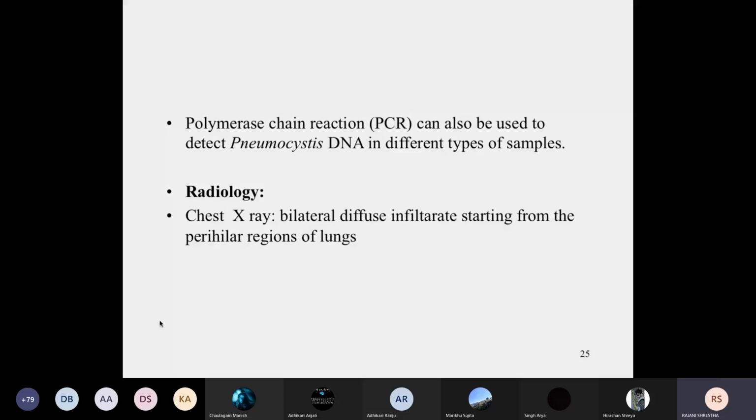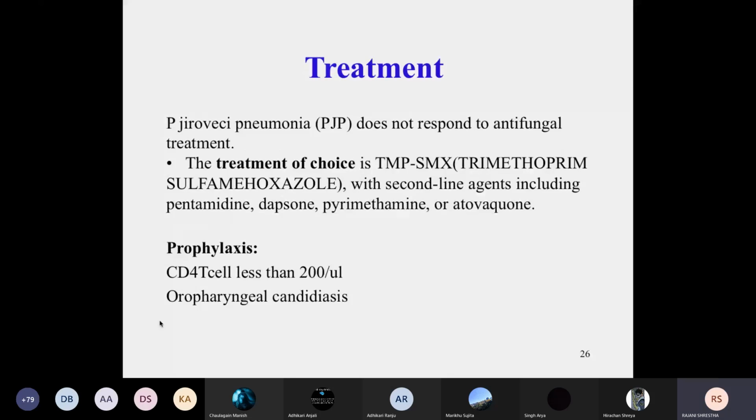And you can do radiological investigation. On the chest, you can find bilateral diffuse infiltrates starting from the perihilar region of the lungs. Though it is classified as a fungus, the infection does not respond to antifungals. So the treatment of choice will be trimethoprim-sulfamethoxazole as the first line of treatment, with some second line drugs like pentamidine, dapsone, pyrimethamine, or atovaquone. You can use these drugs for the treatment of Pneumocystis jirovecii infection.